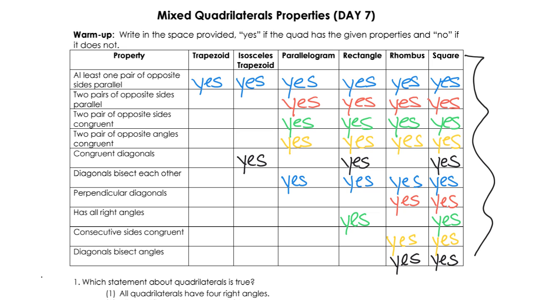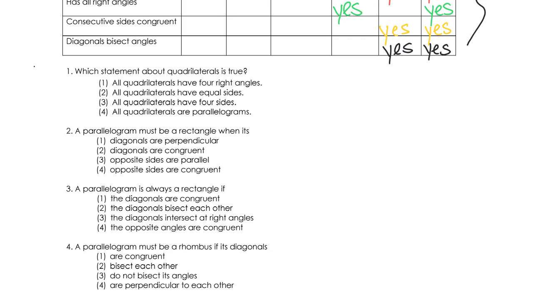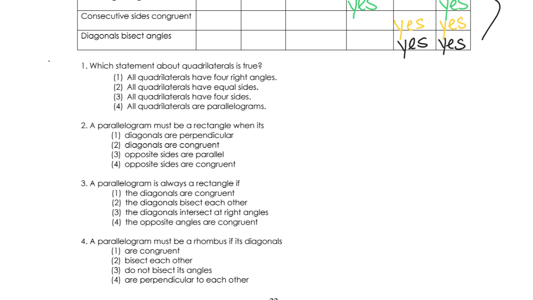All right, so now we're going to go down and answer some multiple choice questions about the properties. Okay? So number 1 says, which statement about quadrilaterals is true? All quadrilaterals have 4 right angles. No, that's not true. Okay? A trapezoid is a quadrilateral, and it doesn't have 4 right angles.